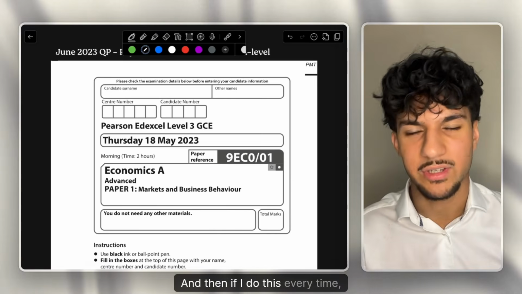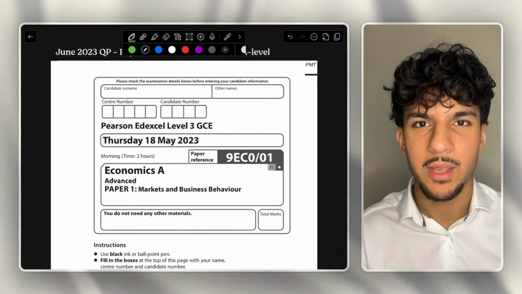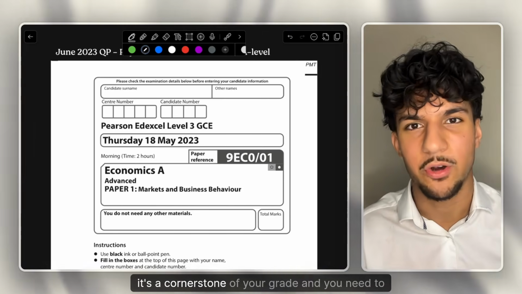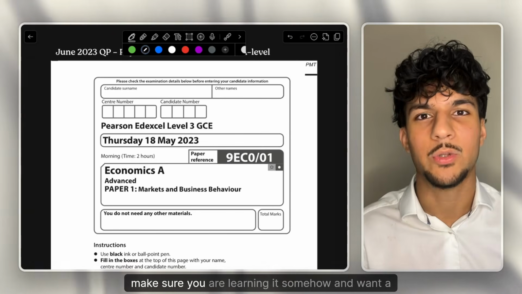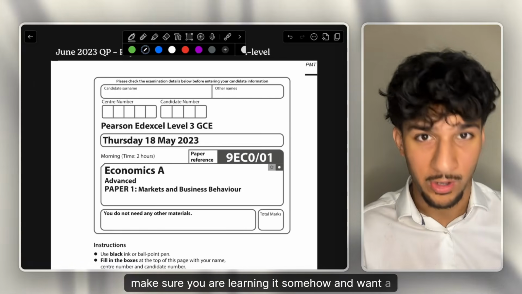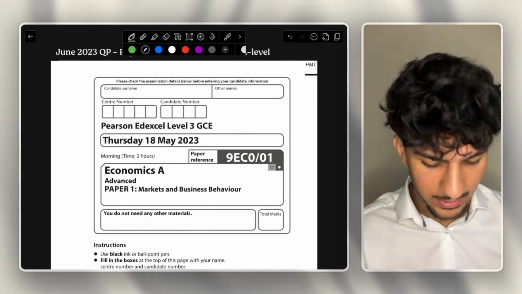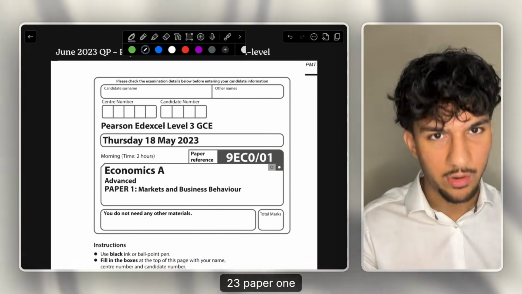And then I can say this every single time, make sure you're solid on your application. It's a cornerstone of your grade, and you need to make sure you are learning it somehow. And a really good way, join the live classes. We do teach a heck of a lot of application. But yeah, that is 2023 paper 1 done.